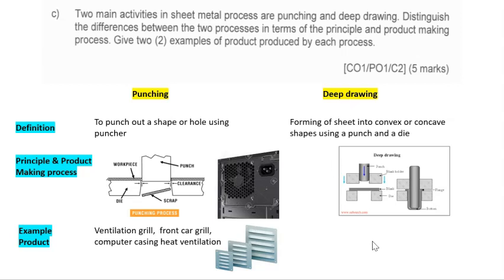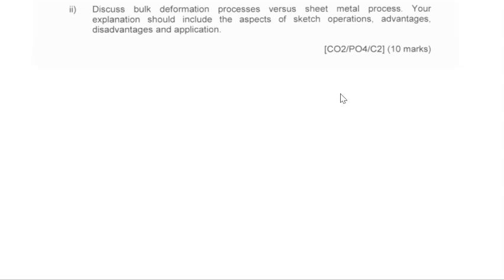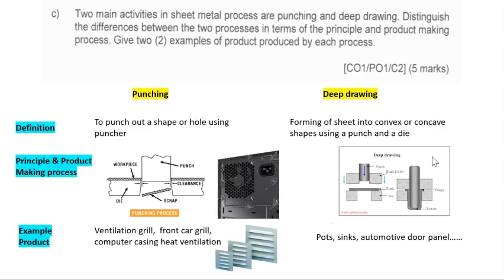And for deep drawing, very simple. You can give examples like a pot, a sink, an automotive door panel, and so on. So just give two examples without drawing. This one I just want to show you the difference between these. All right, so 5 marks.